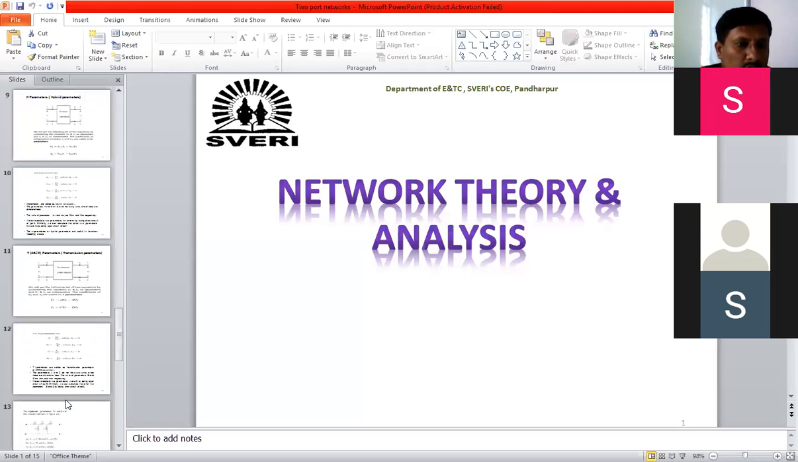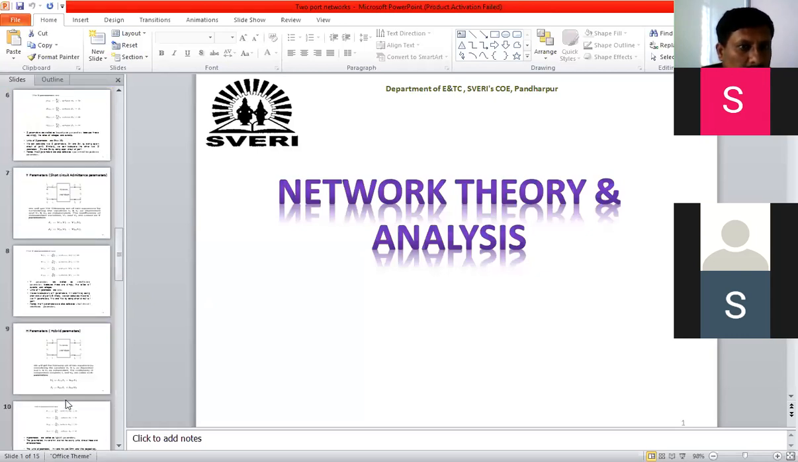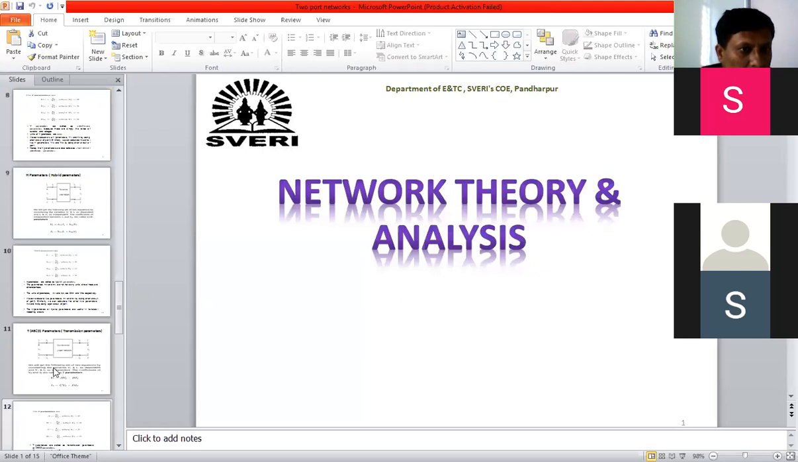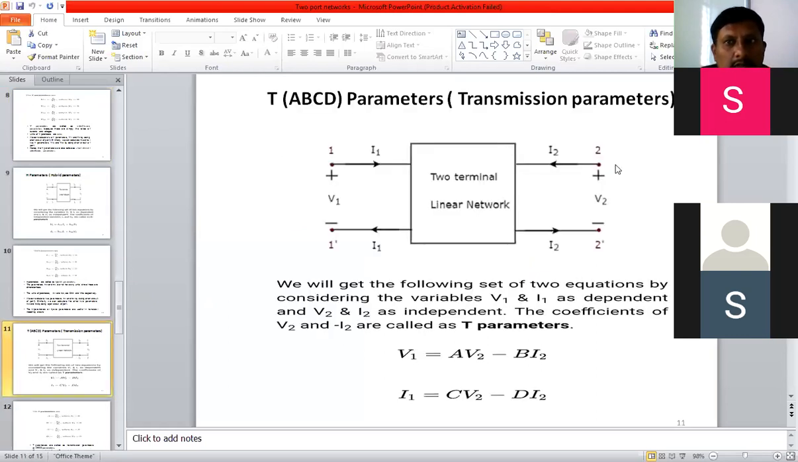So we can start now the last parameter, theoretical part. Transmission parameters we are going to discuss today. If you understood the first three, it will be easy to understand. So transmission parameters we are going to find out. Transmission parameters are also named as ABCD parameters.